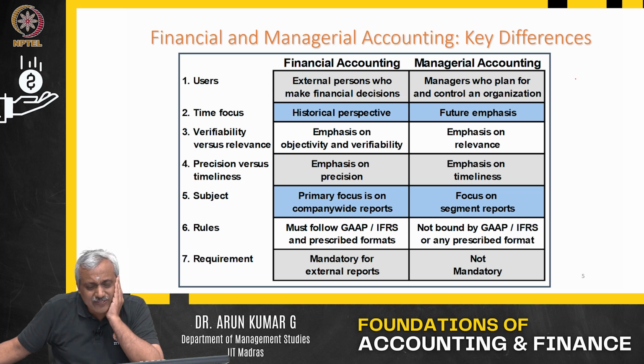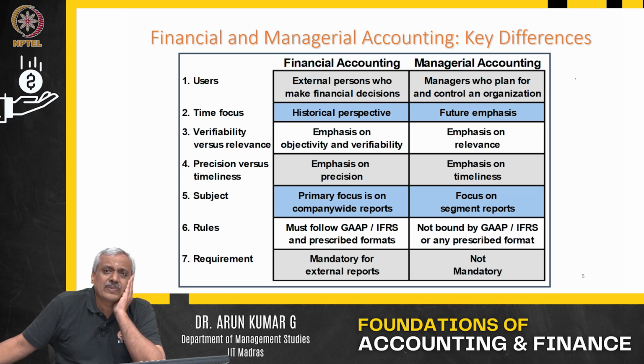Relevance, let me take an example. Suppose you are a multi-product firm and you have a single expenditure, for example, factory rent. The factory is used for manufacturing all the 3 products. Now, I will have to divide the rent among these 3 products. What is the best way to do it?